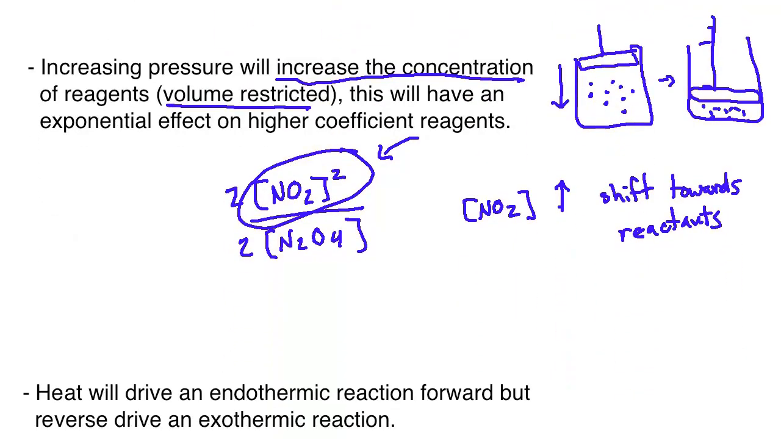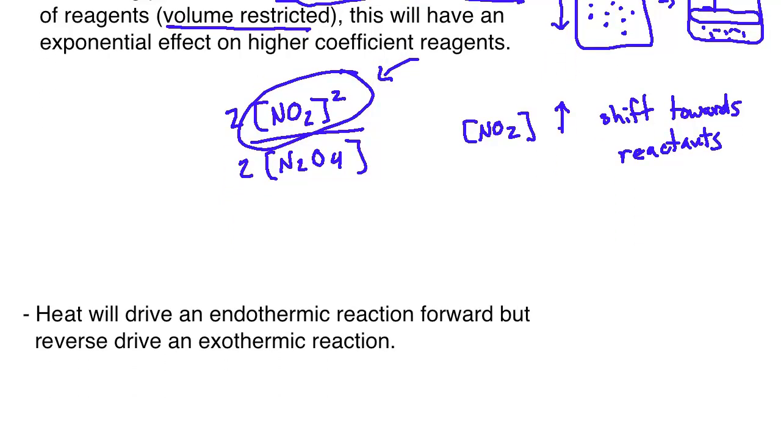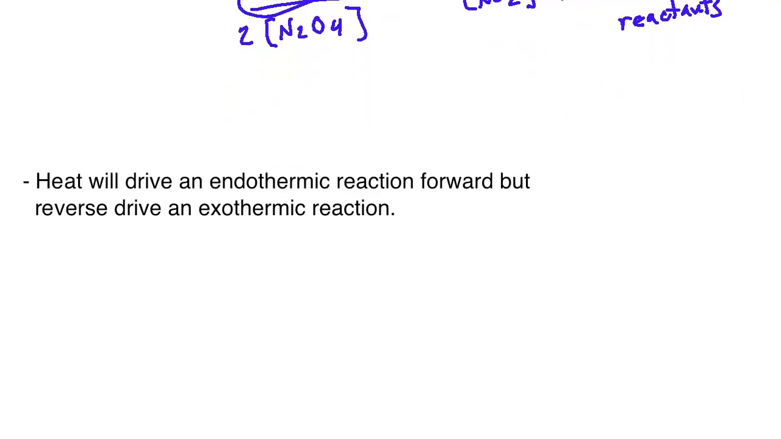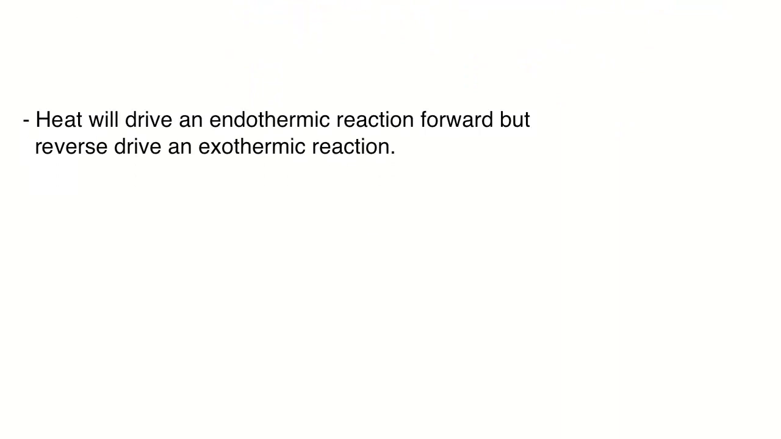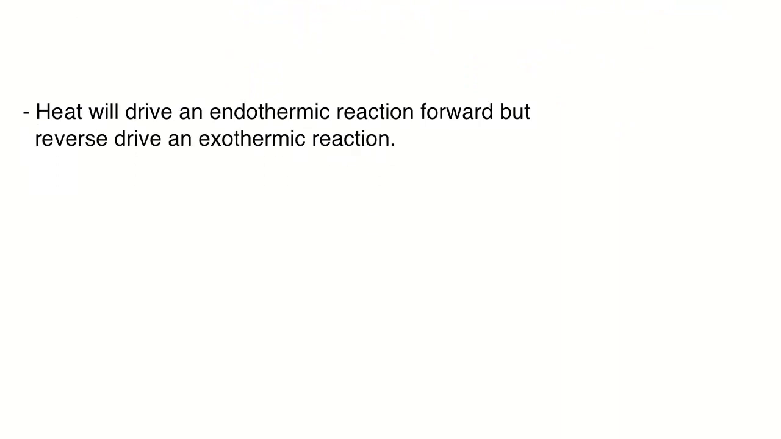So again, the pressure-volume relationship, which is an inverse relationship, can have an effect on the concentrations and therefore can shift the state of the equilibrium back and forth. Now, heat, and remember that temperature change can actually change the value of the equilibrium constant itself. Heat will drive an endothermic reaction forward, but it will reverse drive an exothermic reaction. So it'll start going back to the reactants.